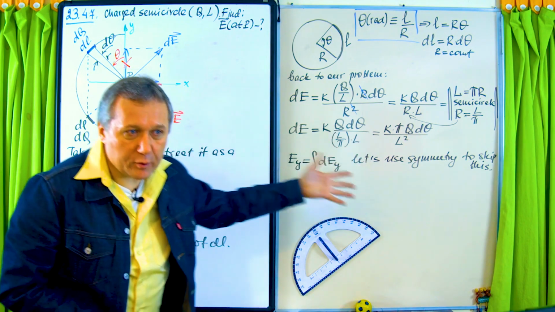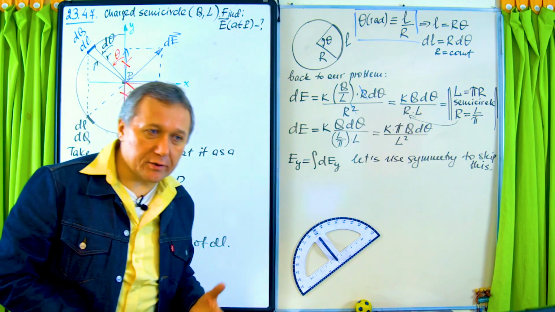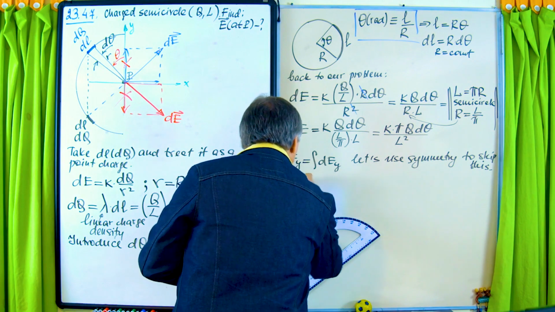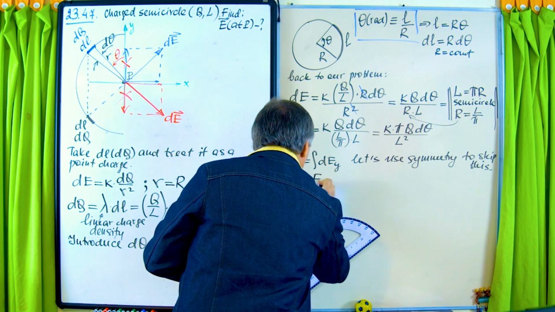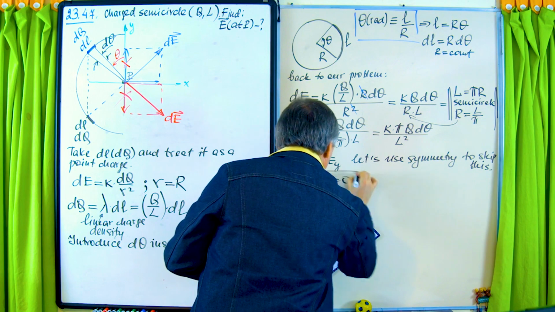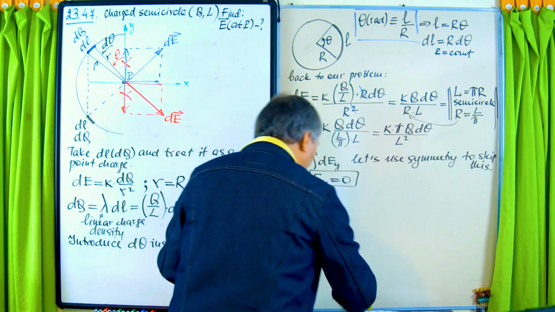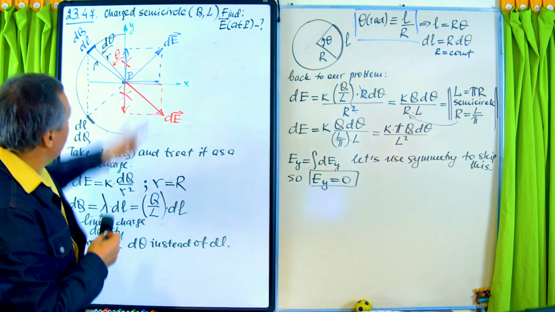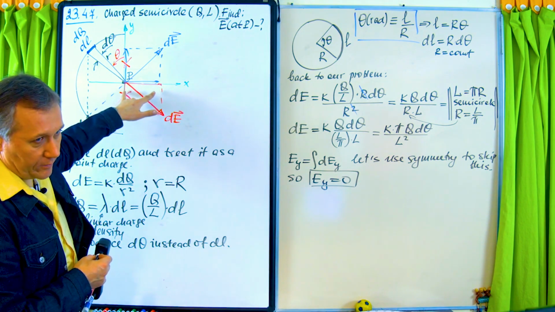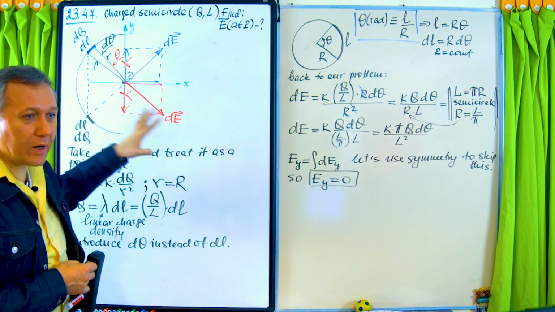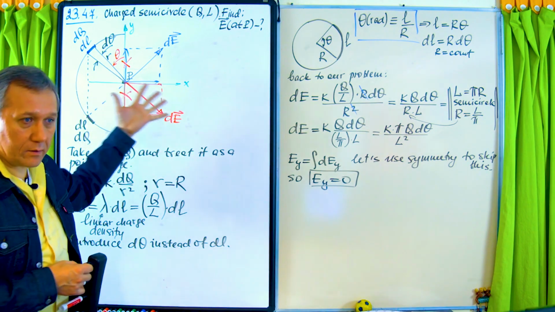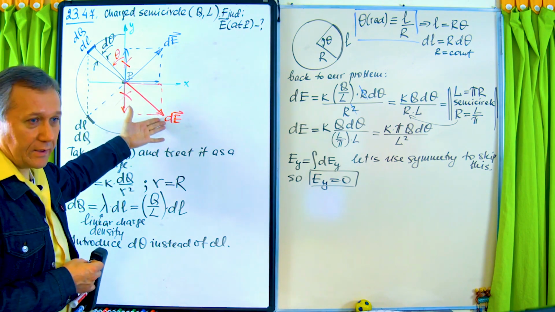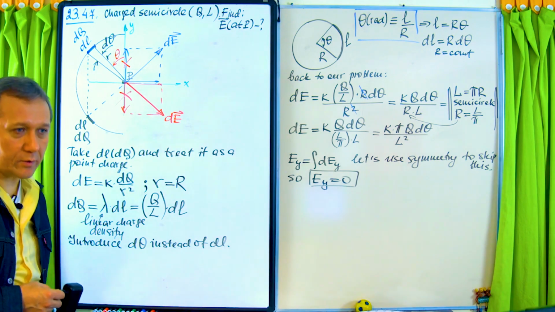So let's just skip it, because we can see from the picture that the integral will be 0 anyway. So we can write that the y component of the electric field eventually will be 0. So what's left? The x components, of course, they don't cancel each other. The x components survive, and they will give us something. So let's find the x component of this electric field and integrate it. Here we cannot skip.